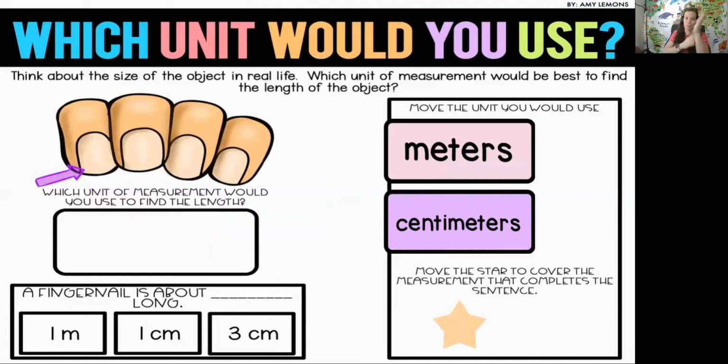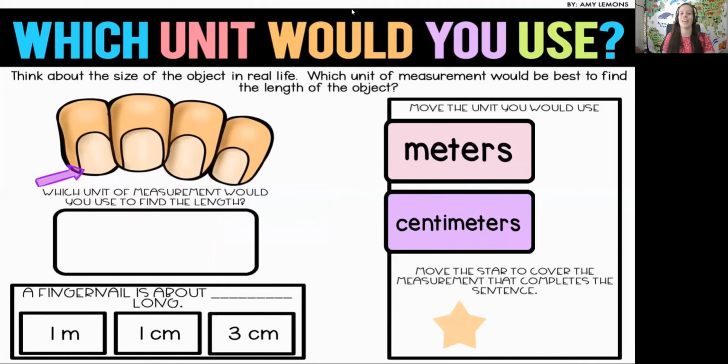All right. So think about the size of the object in real life. It's pointing to your fingernail. Now, your fingernail is very small, right? Would I sit and take a meter stick and be like, my fingernail is 3 meters long? No, that would be crazy.